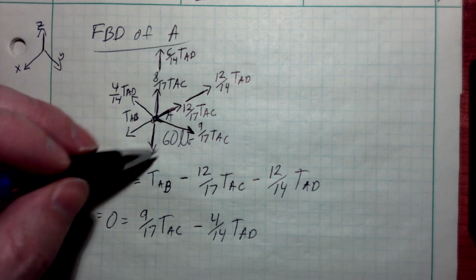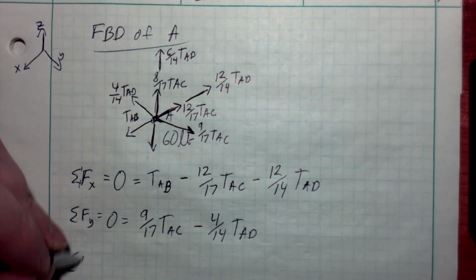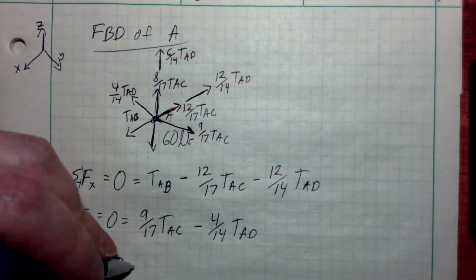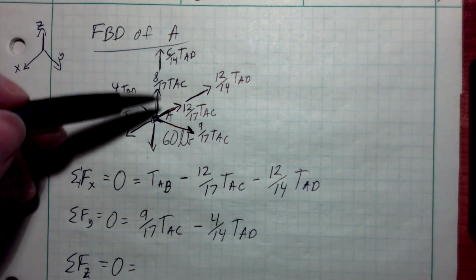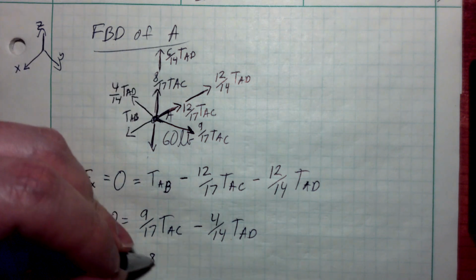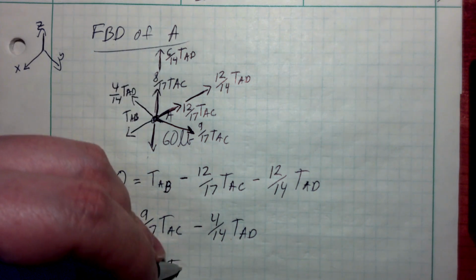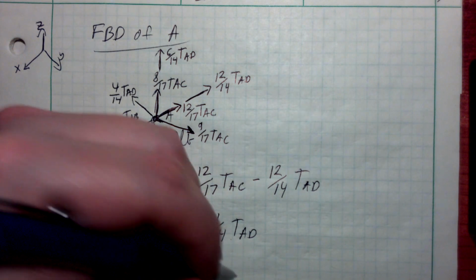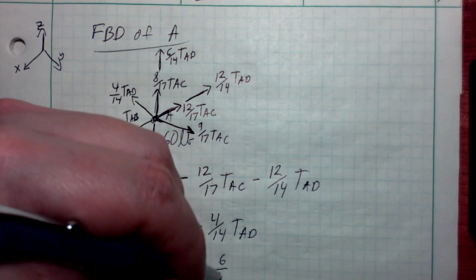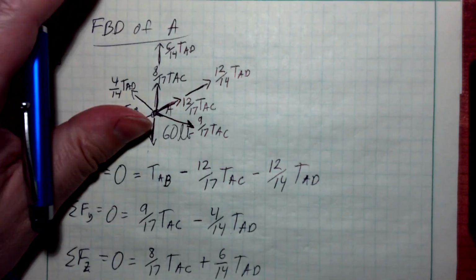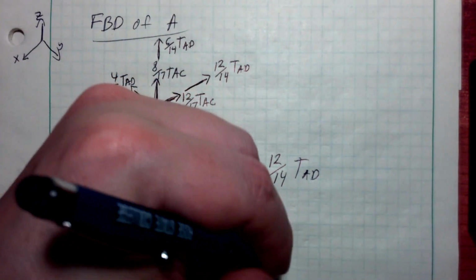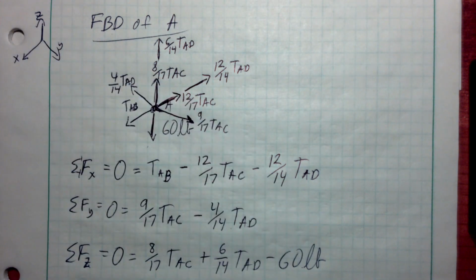Now I've got the z direction, up and down. Sum of forces in the z direction. Again, sum of forces in any direction should add up to be 0. And then we add the forces in that direction. I've got two positive terms: 8 over 17 T_AC, also add to that 6 over 14 T_AD. And then I've got one negative force, minus 60 pounds, the only known force there.